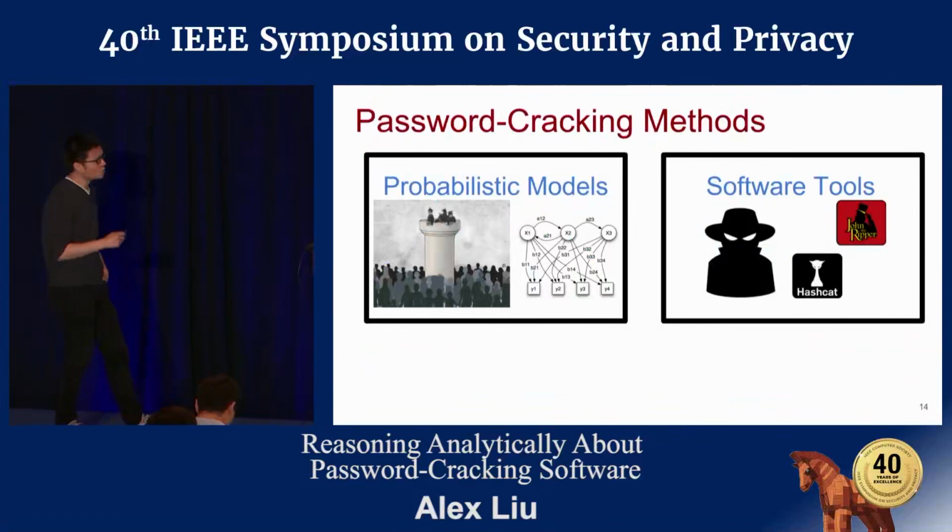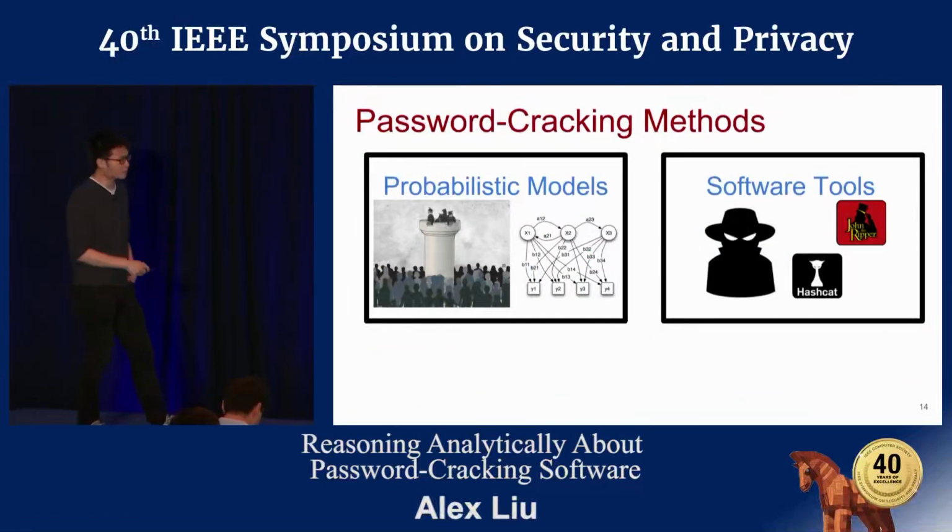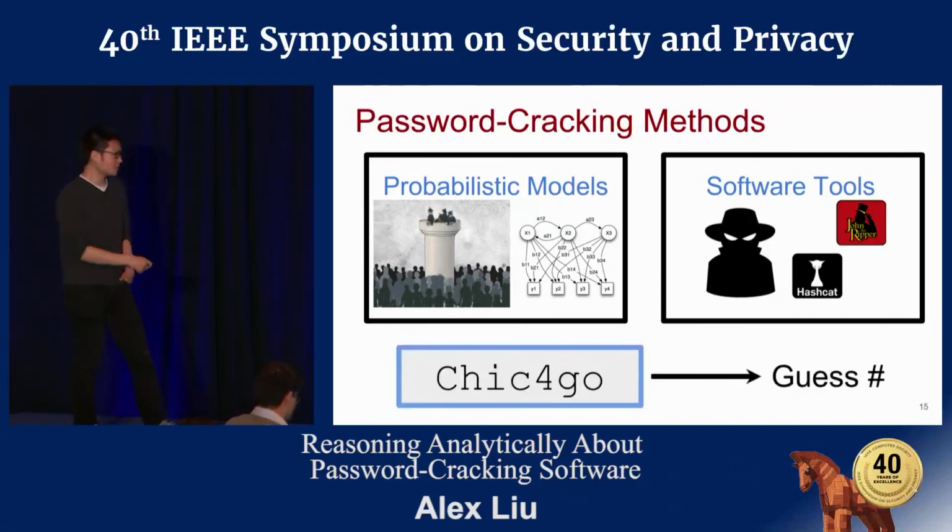And there are two worlds of password cracking methods. On the one side are the probabilistic models that we as researchers use. On the other side are the software tools like John the Ripper and Hashcat. These are the tools used by InfoSec professionals and real-world hackers. So given a cracking method, how do we get the guess number? The community already knows how to compute a guess number for the probabilistic models. So this work will focus on getting the guess number for the software tools on the right side.